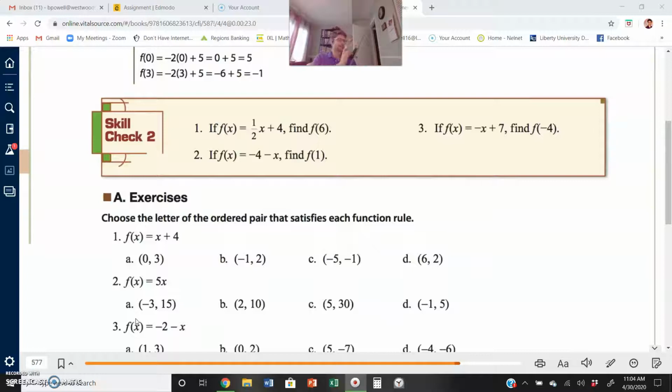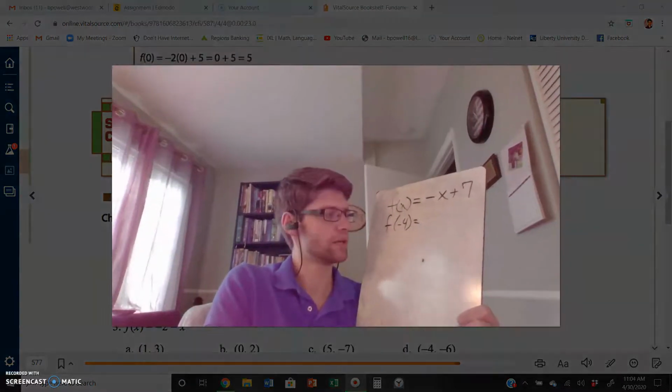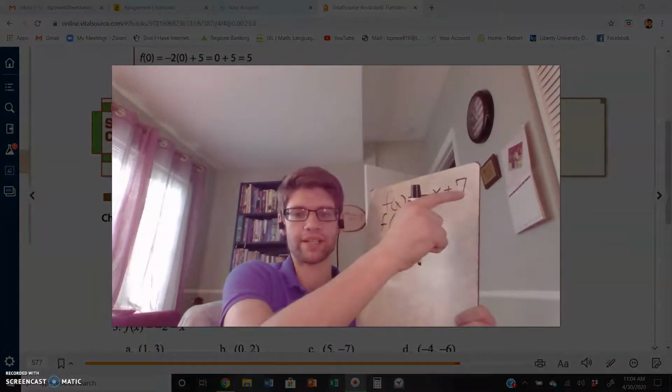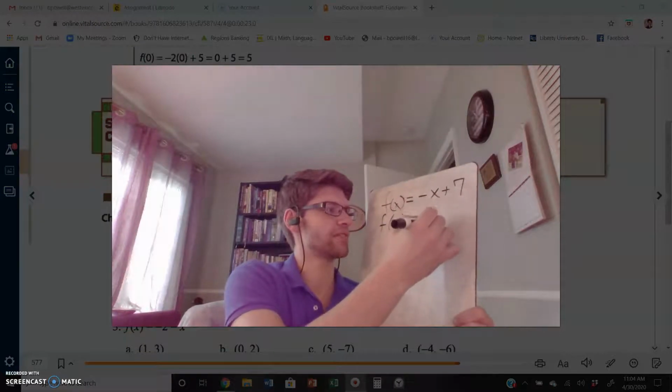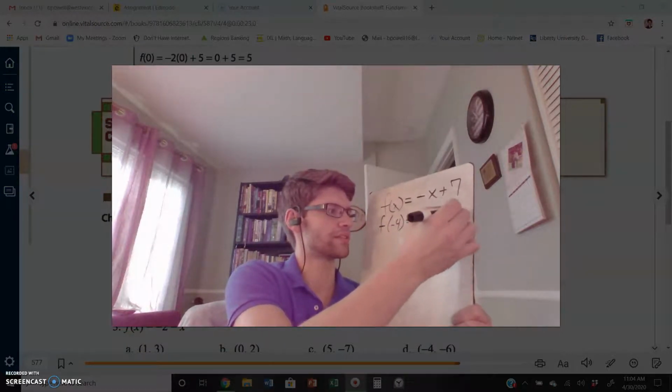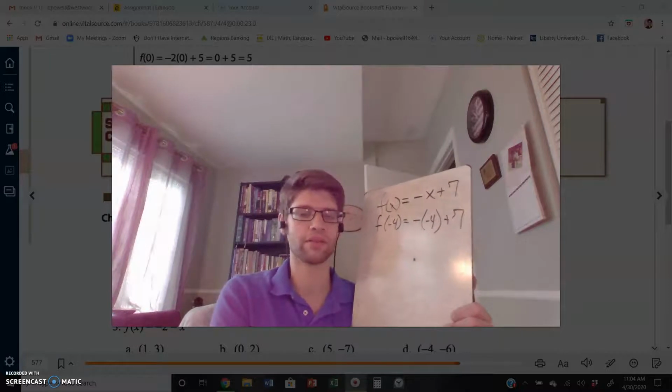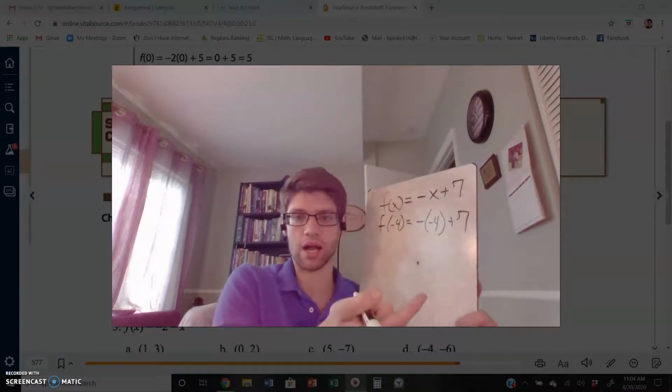Number 3, I do not have written down here yet. So we'll start from the very beginning. It says, my function rule is f of x is equal to -x plus 7. And I need to find f of -4. Okay, I have all the information I need. Now I'm going to put -4 wherever I see an x. So it's -4 plus 7. Be very careful with that negative because the negative really just means opposite.